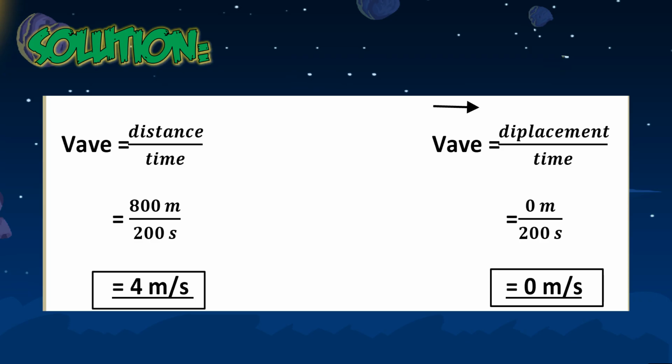Since we are looking for the average speed and average velocity, let us first solve for the average speed. Average speed is equal to distance over time. Substitute the given. 800 meters over 200 seconds is equal to 4 meters per second. Next, let's compute the average velocity. The formula for average velocity is displacement over time. Substitute the given: 0 meter as the displacement over 200 seconds as the time is equal to 0 meter per second.